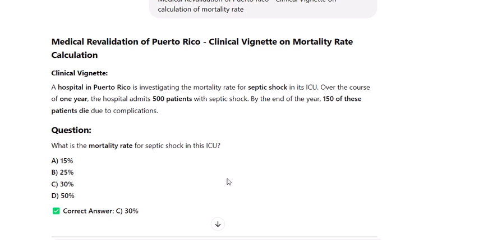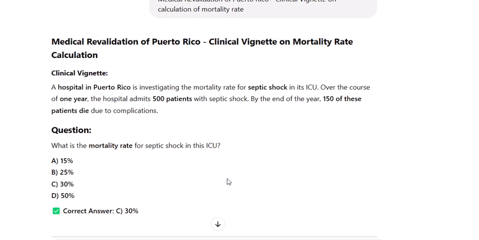Over the course of 1 year, the hospital admits 500 patients with septic shock. By the end of the year, 150 of these patients die due to complications. Question: what is the mortality rate for septic shock in this ICU? A, 15%, B, 25%, C, 30%, D, 50%.